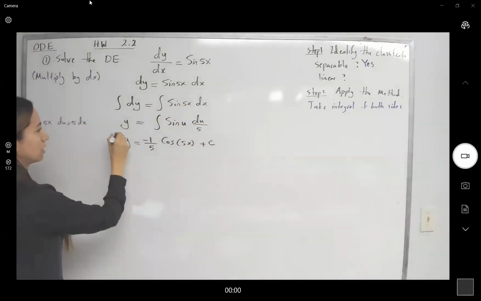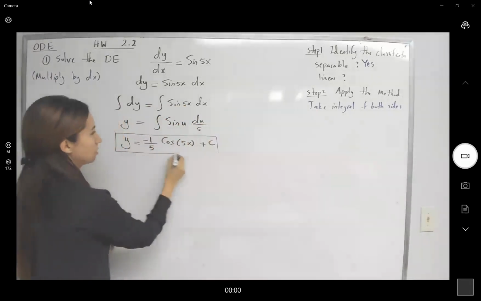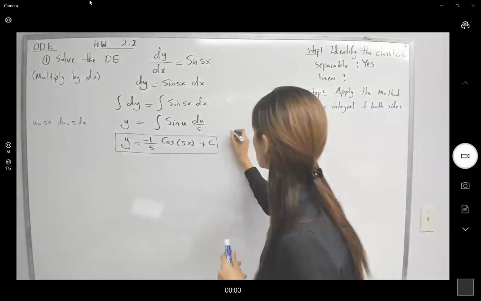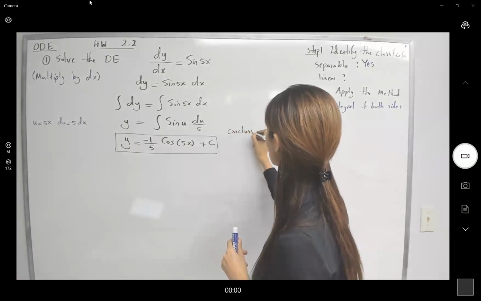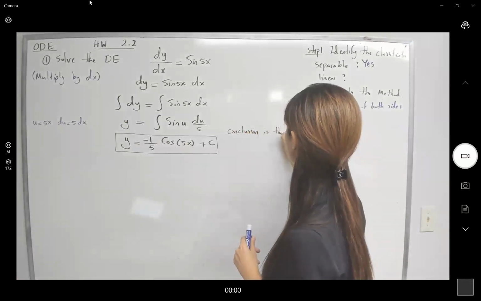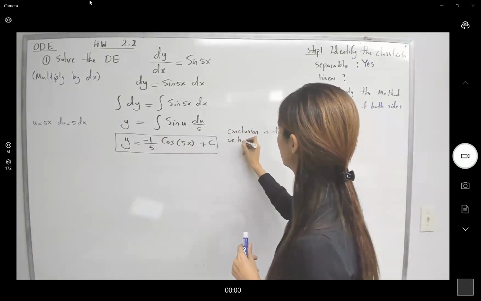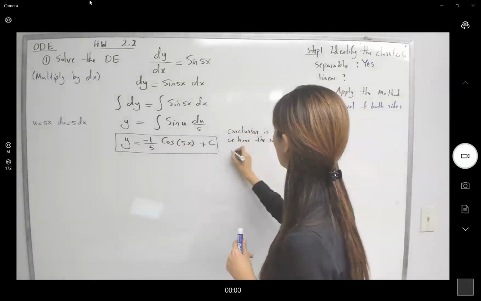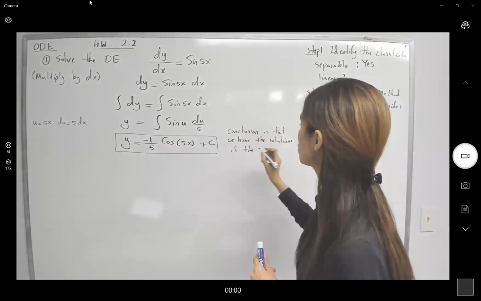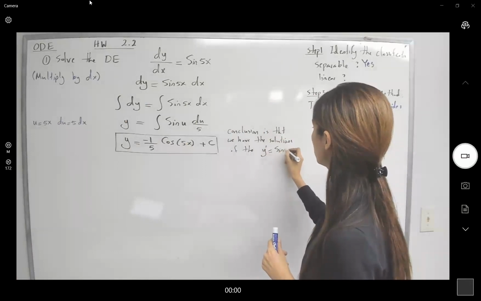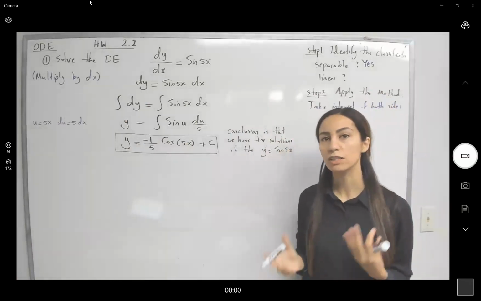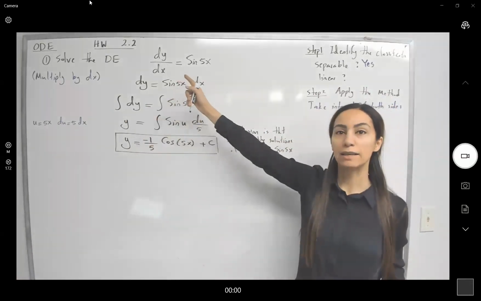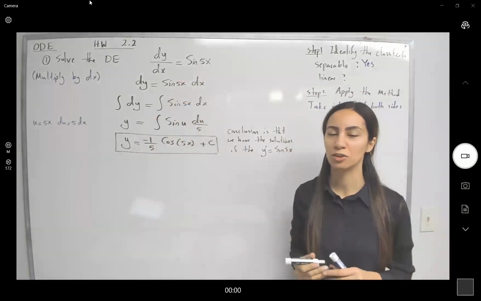So we found an explicit solution set for this differential equation. This is our conclusion. Conclusion is that we have the solutions of the differential equation y prime equals sine of 5x. Remember that you can always double check your work. You can take the derivative of y and replace it back into the original equation and double check your work.